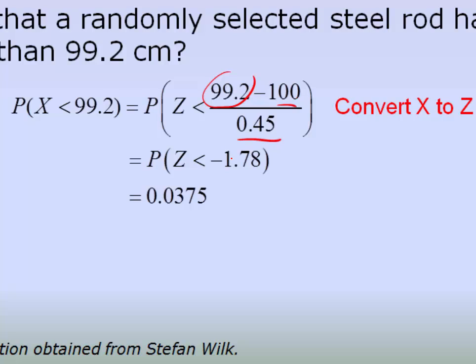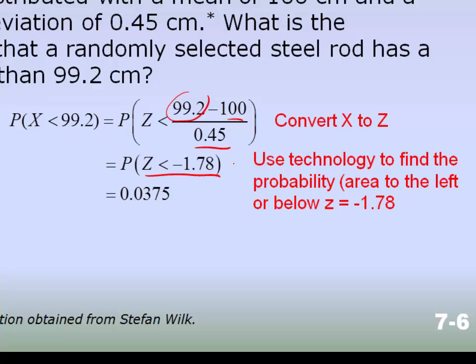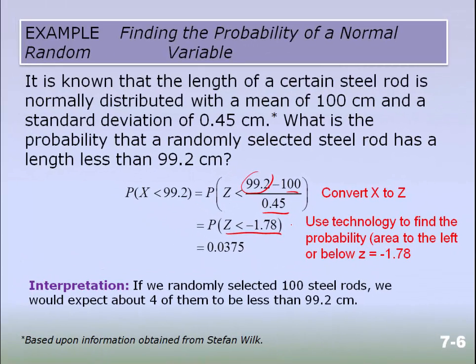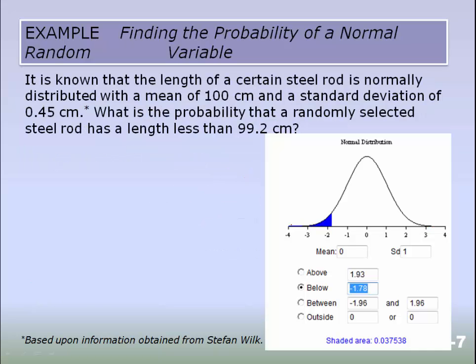Then using the same website we've been using, we can calculate the probability that we get a z-score less than negative 1.78, which is the area under the curve to the left of negative 1.78, and that's 0.0375. We've used technology to find that probability. The interpretation is if we randomly selected 100 steel rods, we would expect about 4 of them to be less than 99.2 centimeters. 4% is interpreted as 4 out of 100. And here's the website where the area was calculated.